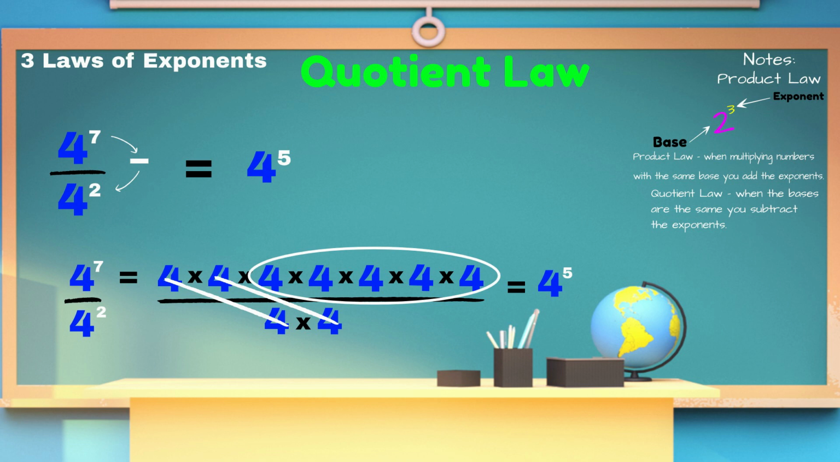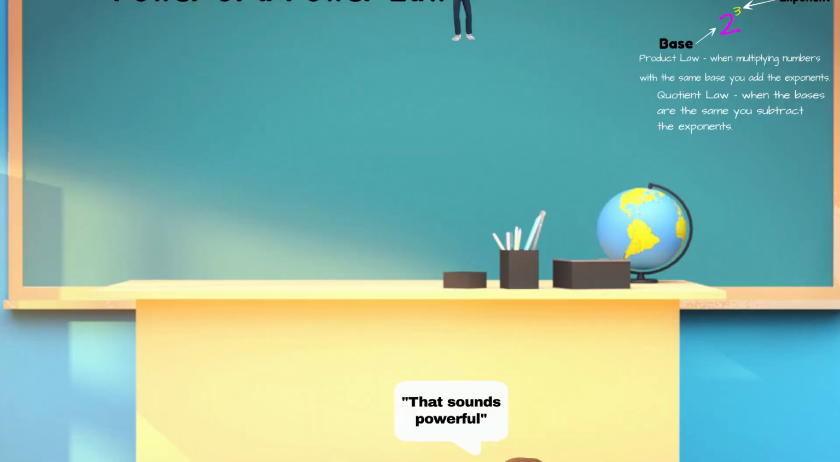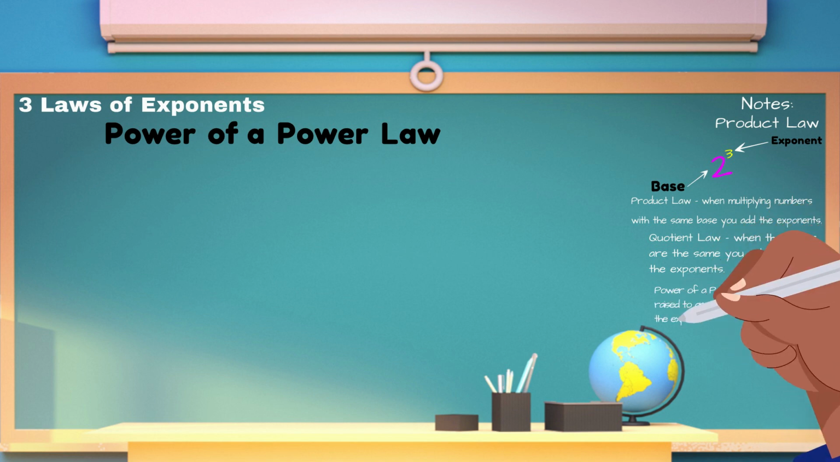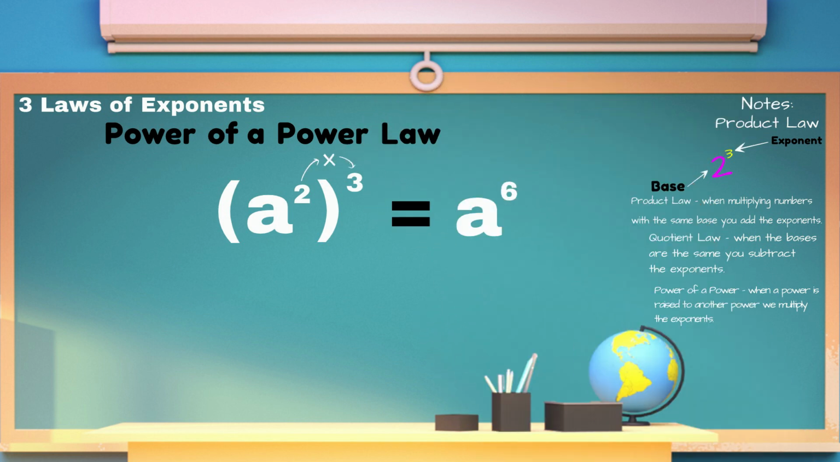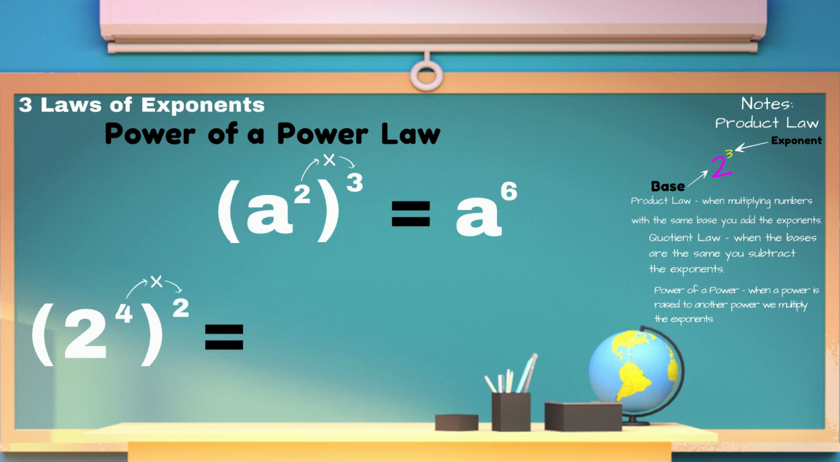Yay! Last law, we're going to look at power of a power law. That sounds powerful. It is. This says that when a power is raised to another power, we multiply the exponents. So a squared to the 3rd power would just be a to the 6th power. For example, if we have 2 to the 4th and we raise that to the 2nd power, I need to multiply the exponents. So this would be 2 to the 8th power.